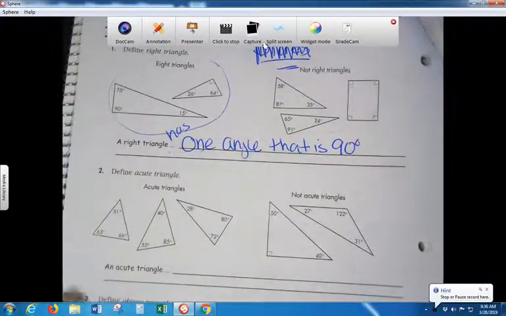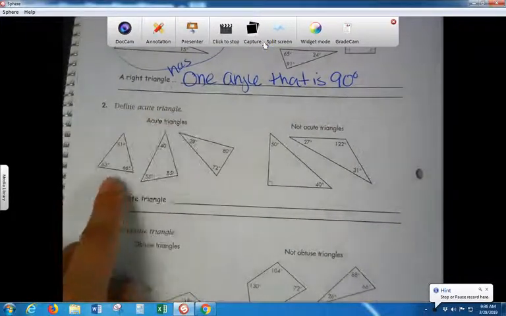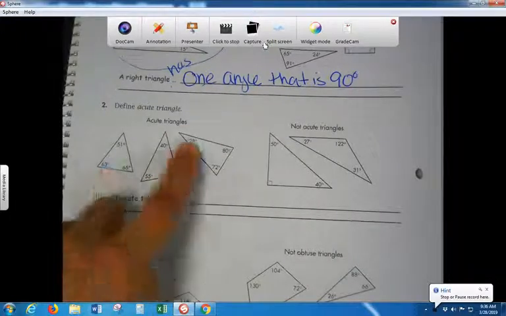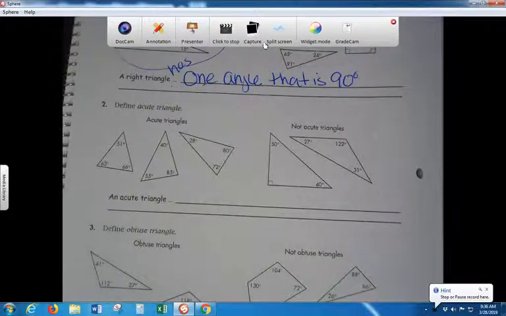Okay, next. Number 2. Define acute triangle. Here are 3 examples of an acute triangle. Here are 2 non-examples. So look at them carefully. And, Alana, what makes it an acute? Listen, because I might have to have another student add to the definition. Yes? Where it's below 90. Any more than that? Carolina?